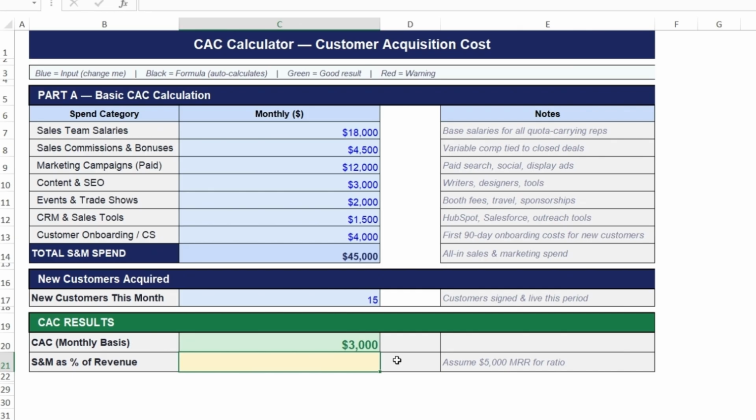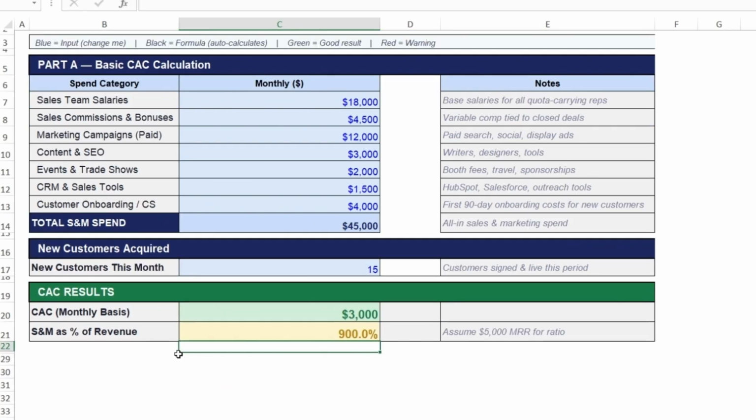Next, we can also calculate S&M as a percentage of revenue, which is nothing but you're trying to figure out how much expenditure on sales and marketing you're having as a percentage of your revenue. So you can simply calculate it by 45,000 divided by, let's now take our revenue to be 5,000. So our S&M expense as a percentage of revenue is 900%.